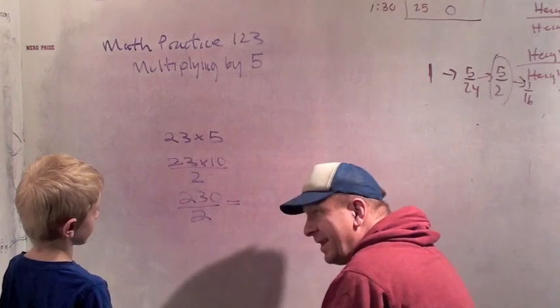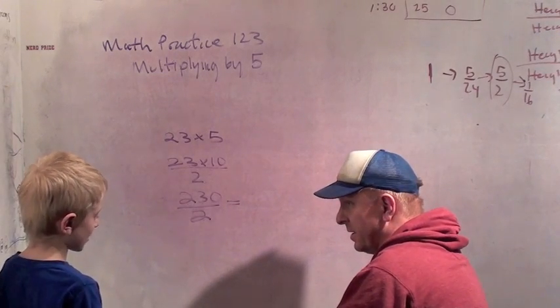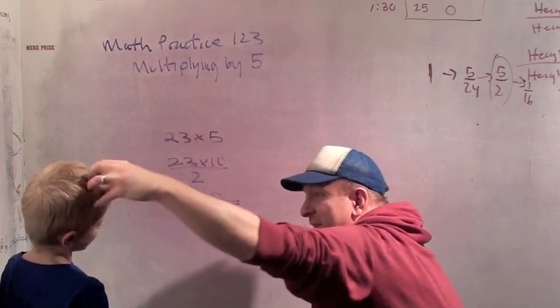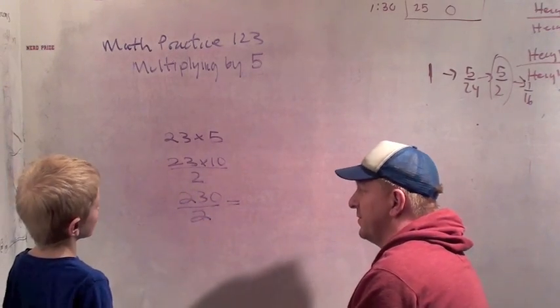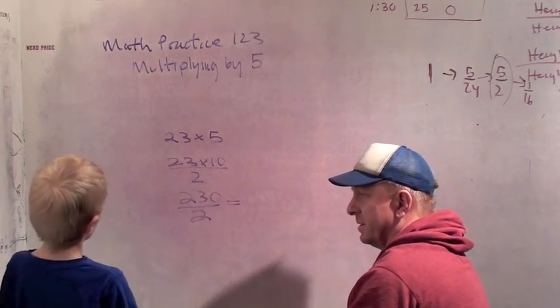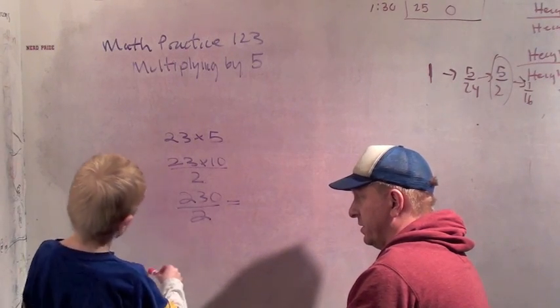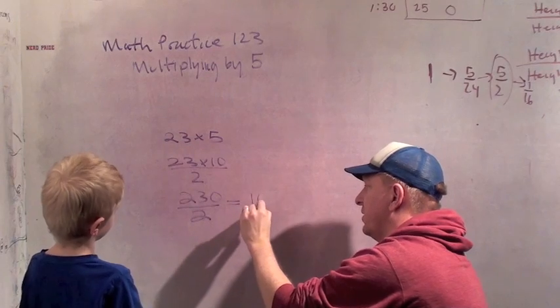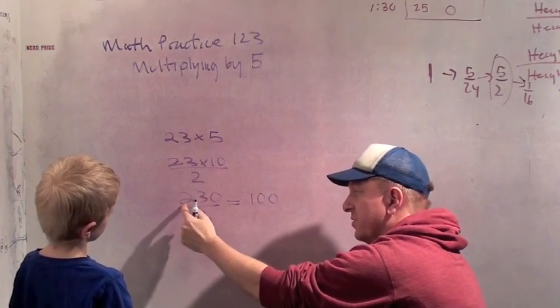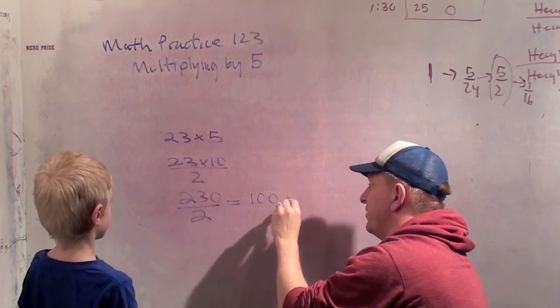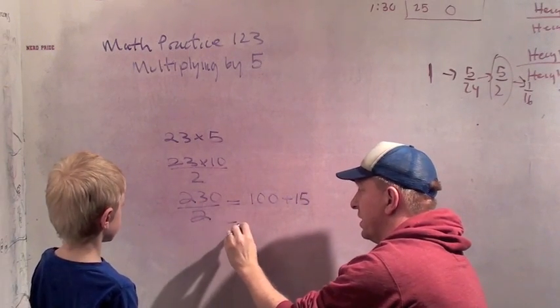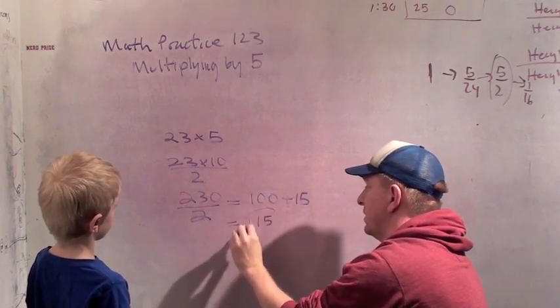115. How'd you figure that out? I thought of it. It just came down through the air like lightning and went bzzz. What did you think about to do it? Well, 100 plus 100 is 200, and 15 plus 15 is 30. Okay, so this is 100, because 100 plus 100 gets you the 200, and plus 15, because 15 plus 15 gets you the 30. So this has to be 115.